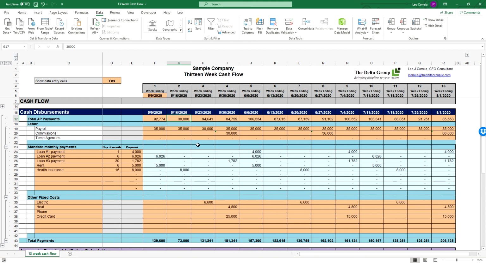And this essentially covers the four sections: the accounts payable, the labor, the standard monthly payments, and the other fixed costs associated with the cash disbursement section.